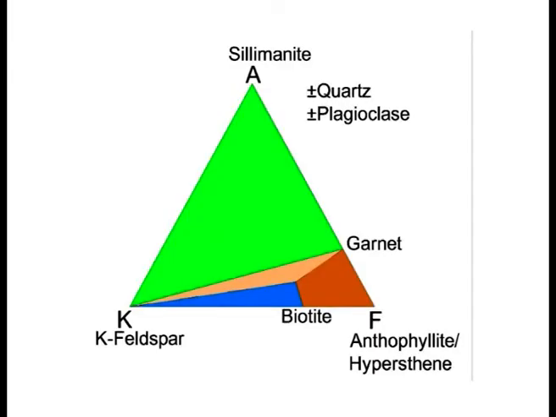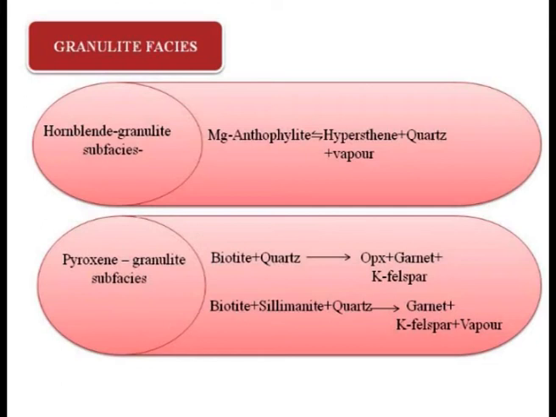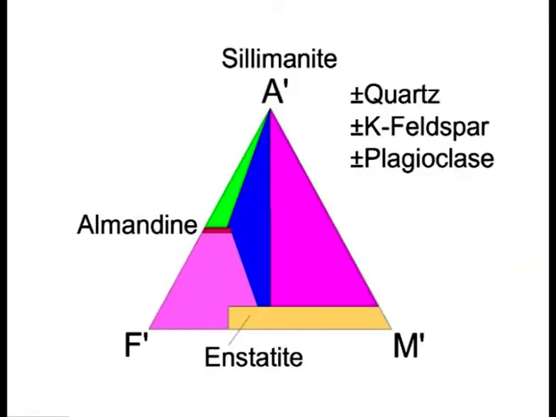The eighth is garnet, potash feldspar, plagioclase feldspar plus or minus quartz, a typical granulite rock, known as garnet gneiss or leptynite. Now, the next important higher grade is the pyroxene granulite subfacies. The assemblages are first sillimanite, almandine garnet plus or minus potash feldspar plus or minus plagioclase plus or minus quartz, sillimanite almandine gneisses.